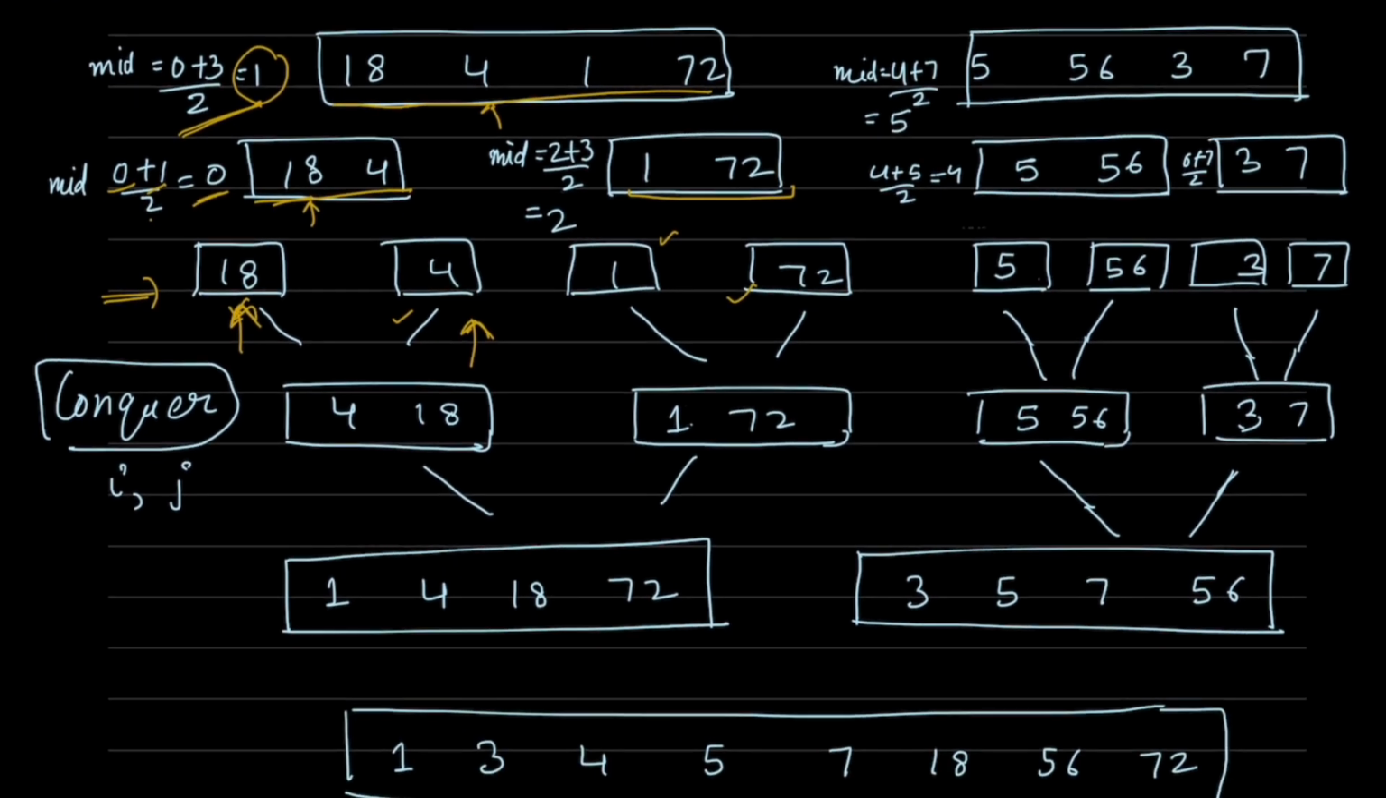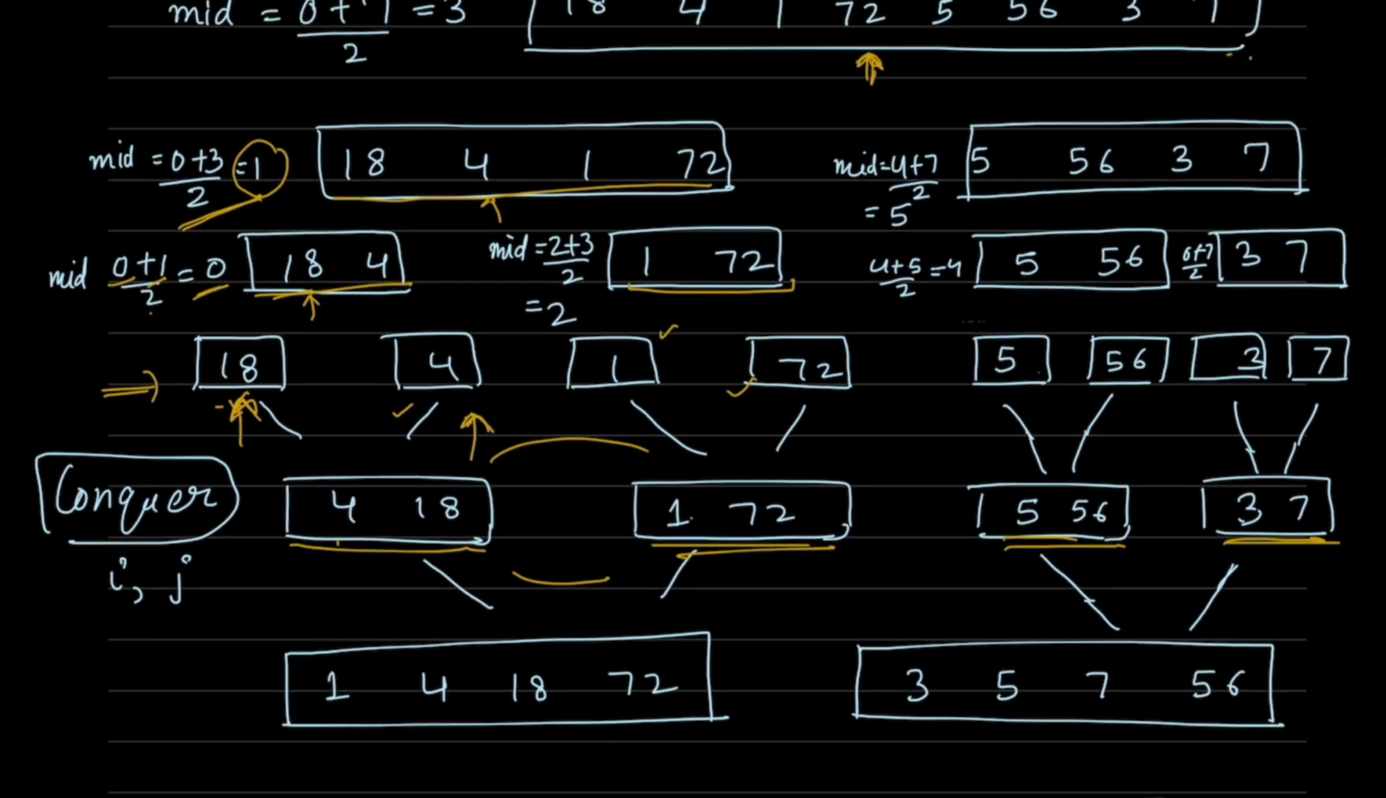Now for merging them, we see which one of them is smaller. So 4 is smaller, so 4 comes before. In this one, 1 is smaller, so 1 comes before 72. 5 is smaller than 56, 3 is smaller than 7. So we have four sorted arrays of two elements each. Now again, these would be merged. So this merging would happen recursively only.